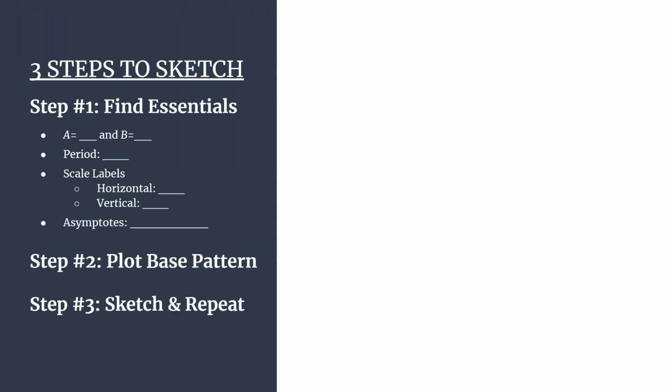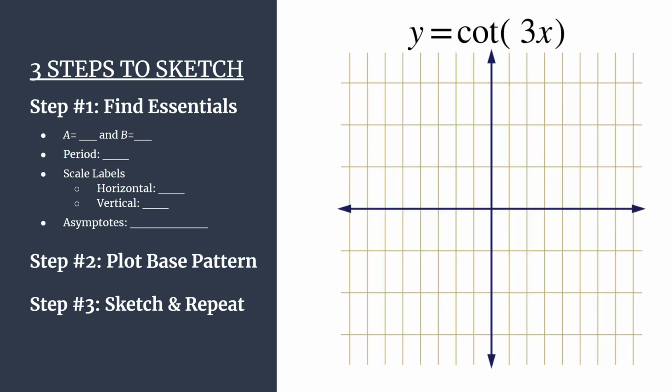Okay, here's our outline in the 3 Steps to Sketch method. In the first step, we find our essential information, get organized, get everything ready, so that in step 2, we can easily plot our base cotangent pattern. And in step 3, we'll sketch in the graph and then repeat that pattern over and over again. So we're graphing y equals cotangent 3x.